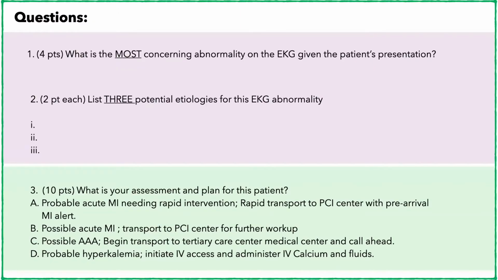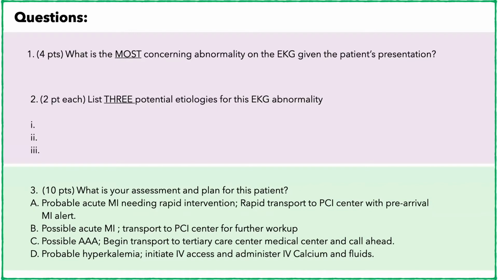So the questions that they would have to work on for this module, and I remind you, they have like 20 to 25 minutes, and this is open book for them, the lower level questions are: what is the most concerning abnormality in the EKG given the patient's presentation? And 3 potential etiologies, so again, thinking about differential diagnosis. But then the higher level question, the one that really forces them to make a specific choice in treatment, is: what is your assessment and plan for this patient?